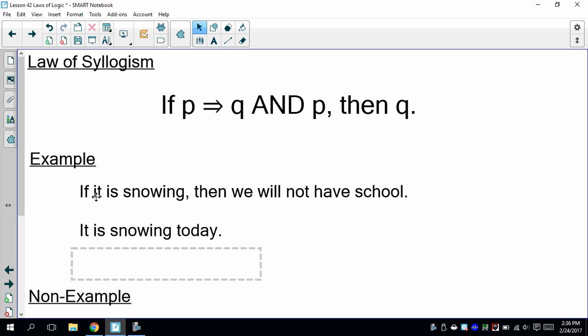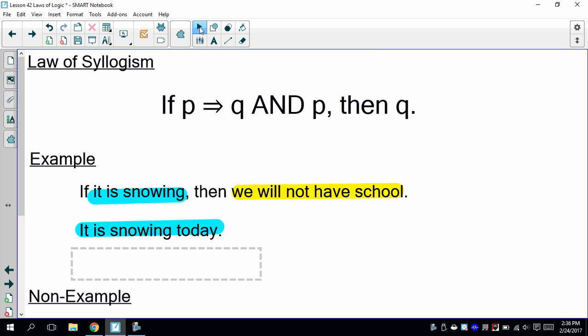So in my example, if it is snowing, I'll get my highlighter back. It is snowing is P. We will not have school is Q. And then I have an example, it is snowing today. It is snowing today represents an example of the hypothesis, P.